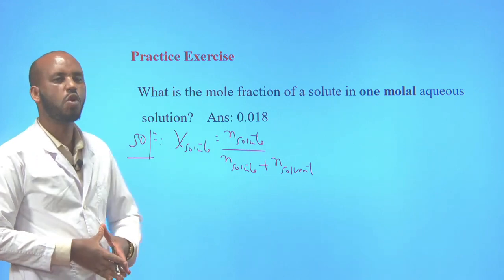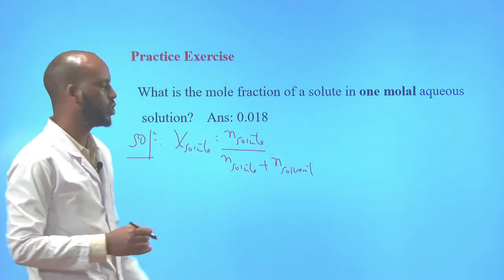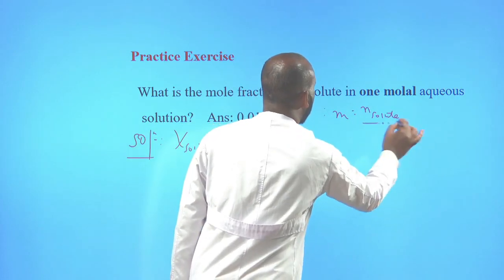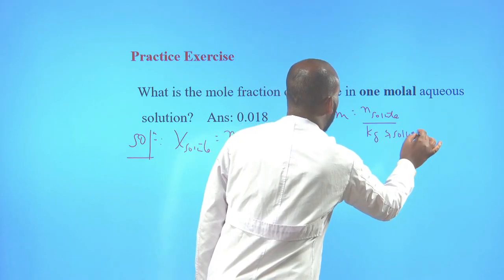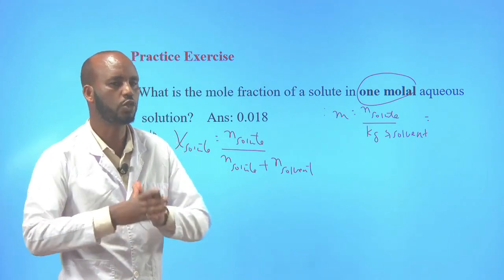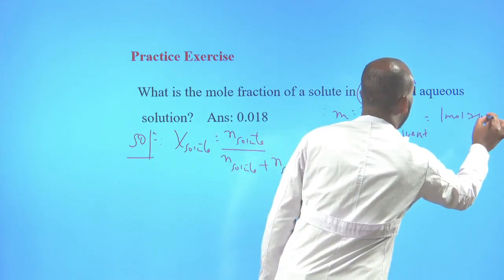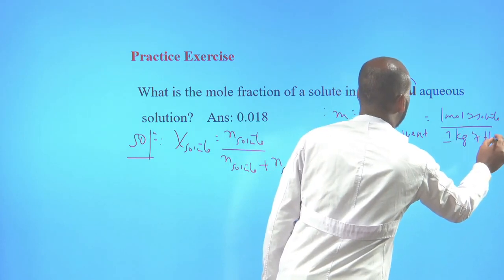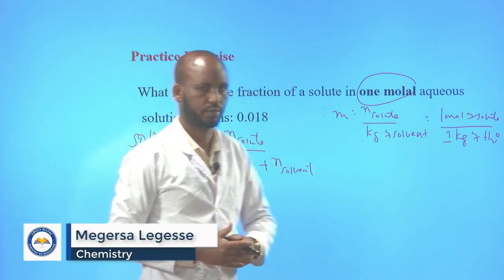What is given? Molality of the solution is 1 molal. As we said, molality is defined as number of moles of solute divided by mass of solvent in kilograms. 1 molal means 1 mole of solute is dissolved in 1 kilogram of solvent. Because the solvent is water, it says aqueous solution, this is 1 kg of water.